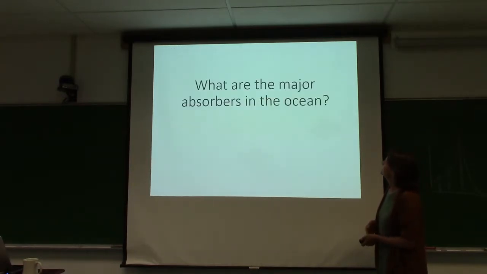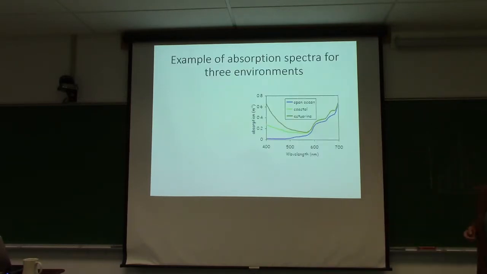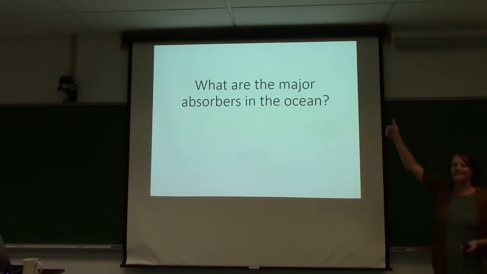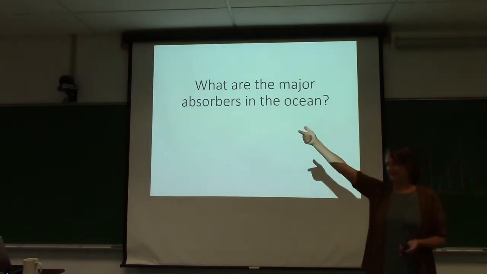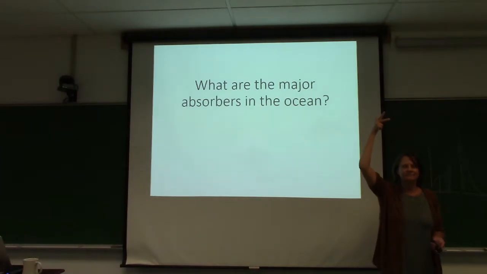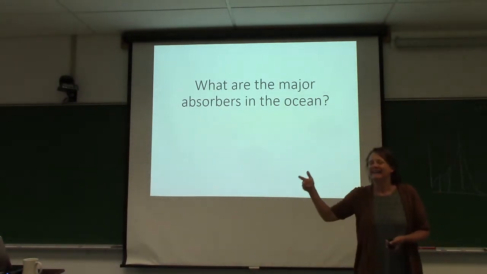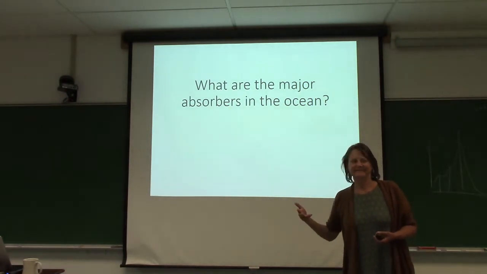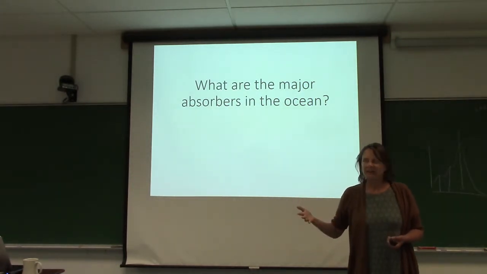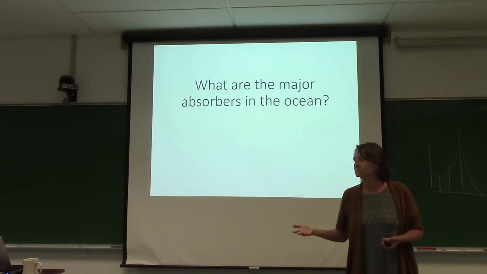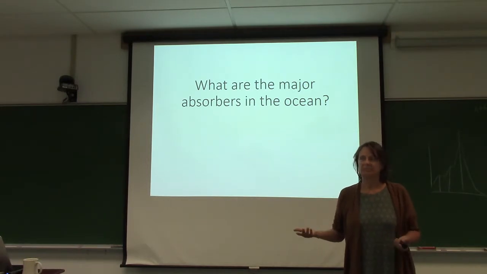Okay. So, what are the major absorbers in the ocean? We're going to start with what? What do we have? Water. Water, major absorber. What else? Phytoplankton. CDOM. A bunch of what? Everything else. Dead stuff. Living stuff that doesn't have pigments. Minerals. Okay, all those things.